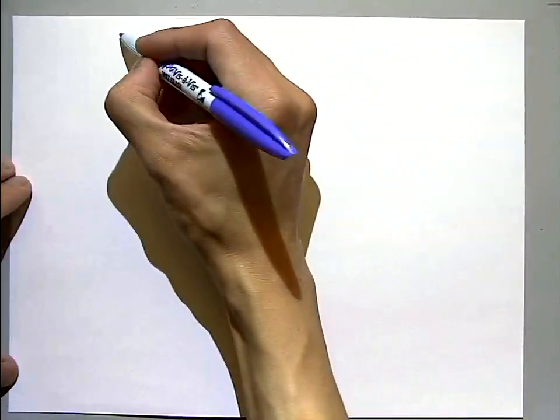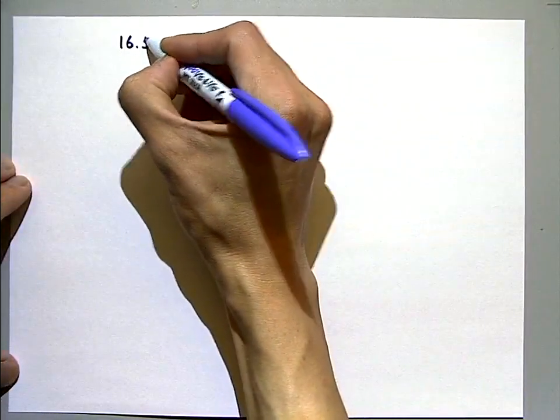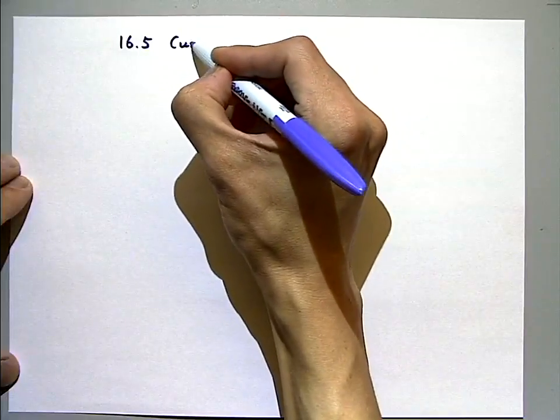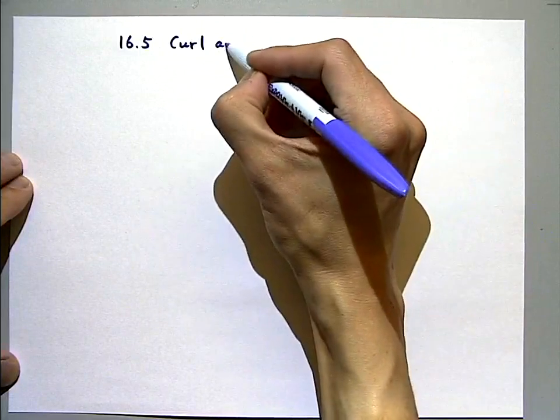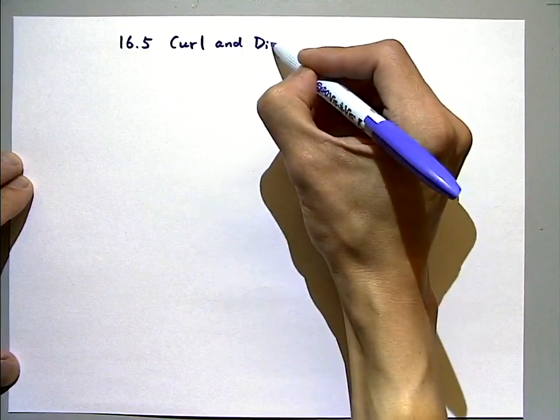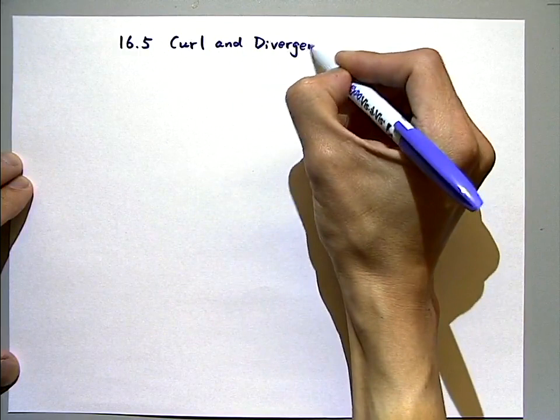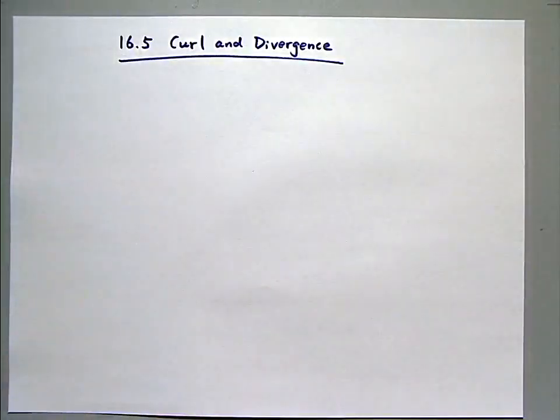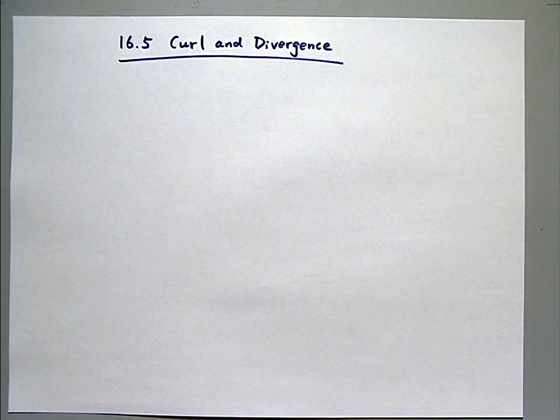Today we're going to look at section 16.5. We're going to look at 2 additional vector operations. One of these operations is called the curl, and the other one is called the divergence.